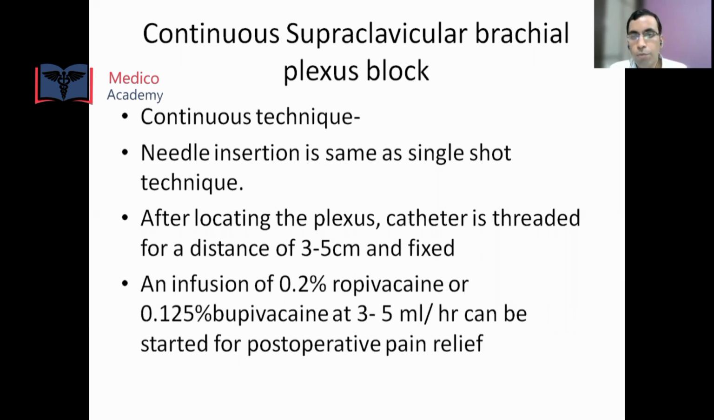For giving the continuous supraclavicular brachial plexus block, the technique is same as for single shot block. After locating the plexus, catheter is threaded for a distance of 3 to 5 centimeters and then fixed. An infusion of 0.2% ropivacaine or 0.125% bupivacaine at 3 to 5 ml per hour can be started for post-operative pain relief.